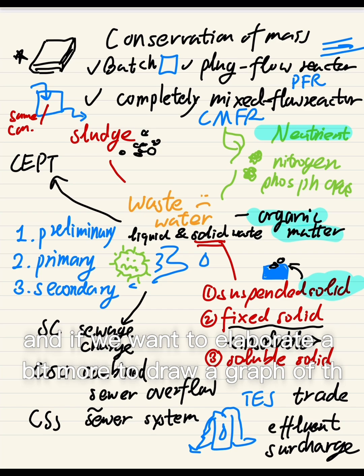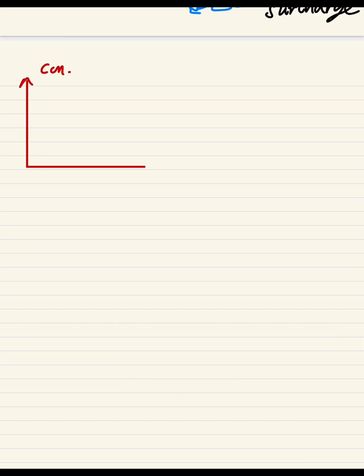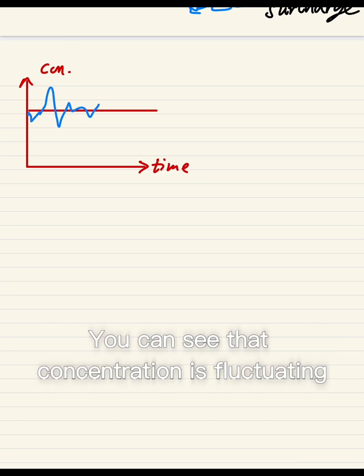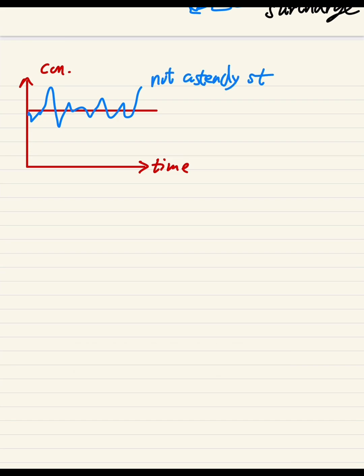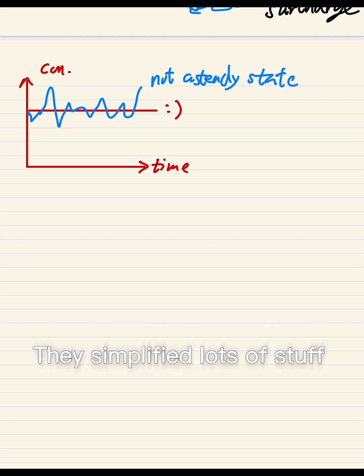If we want to elaborate a bit more, we can draw a graph of them. If we plot concentration against time, this is a steady state. But if the system is not at a steady state, you can see that the concentration is fluctuating. That's not a steady state. We like the steady state situation because it simplifies lots of stuff.